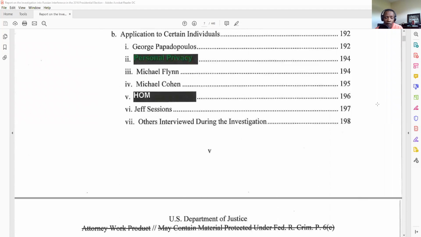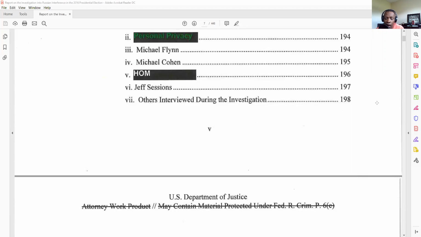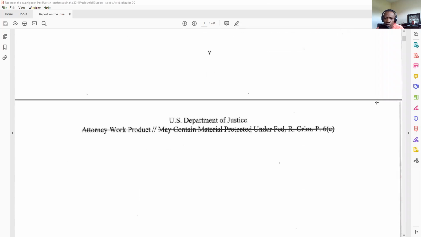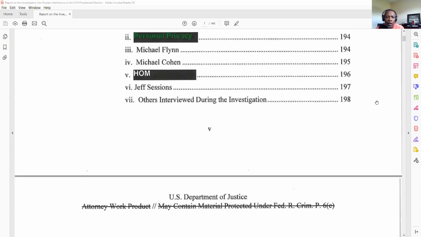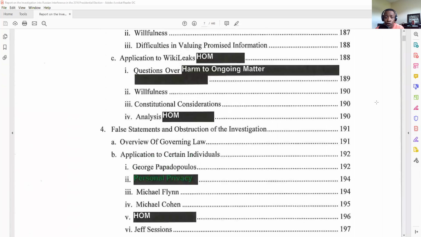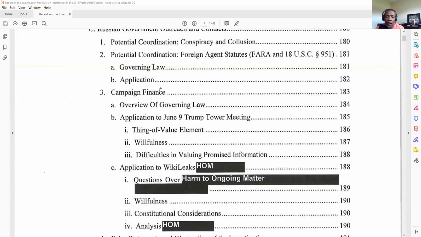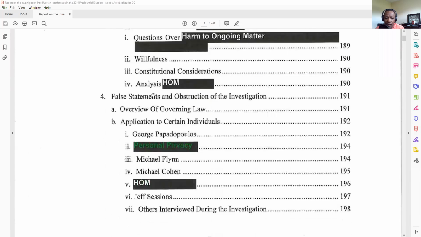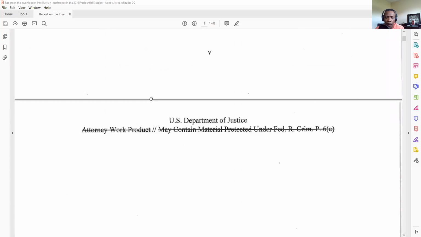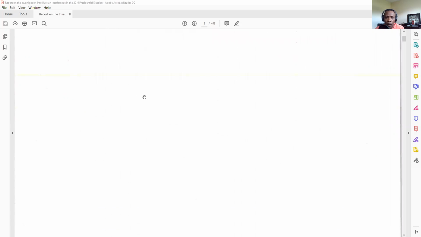Okay, so this is page 5, again, we're just talking about the table of contents. It's very interesting, this is going to be a side comment, how this is all laid out and how it was then applied to whether each one of those individuals actually breached these statutes right here, potential coordination, foreign agent statutes, FARA, and 18 USC section 951. So it's interesting how they laid out the governing laws, the application, and also whether there were any potential campaign finance law violations with this whole matter.